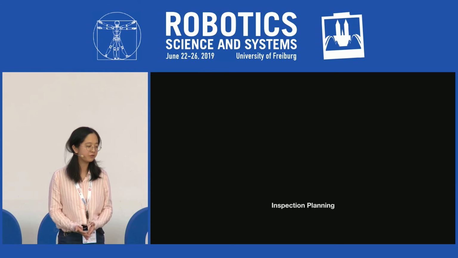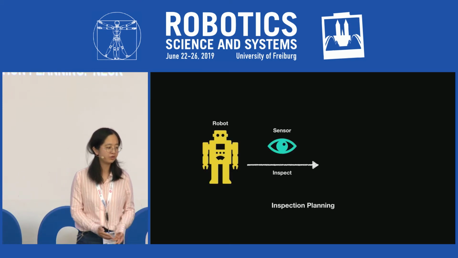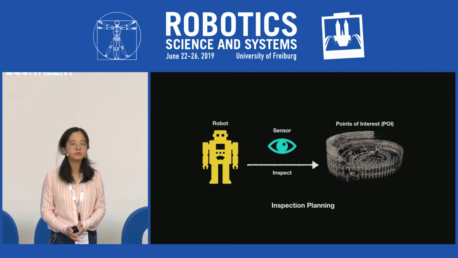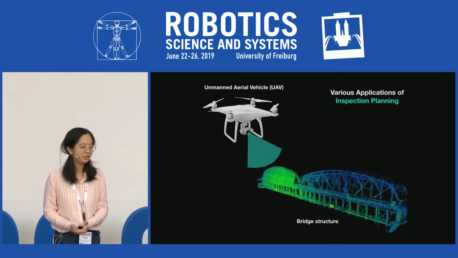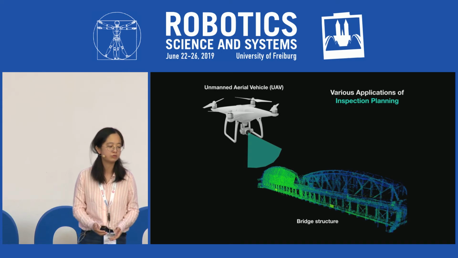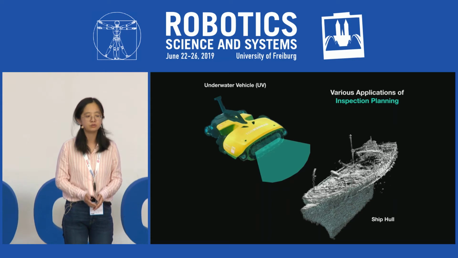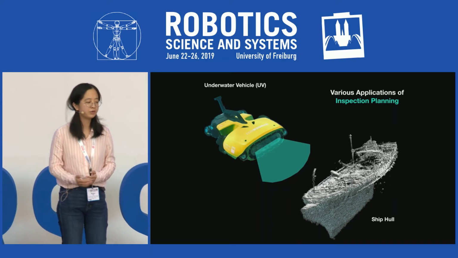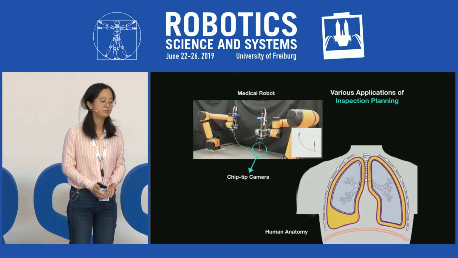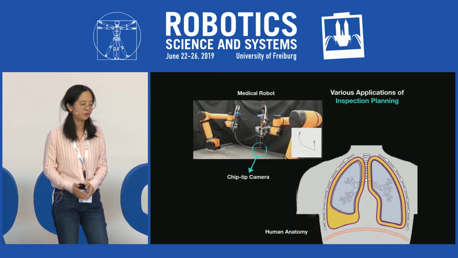So in the case of inspection planning, we have a robot equipped with a sensor, and we are to inspect a set of points of interest in the environment. Inspection planning has many applications, from using an unmanned aerial vehicle to do structural inspection of a bridge, to using an underwater vehicle to inspect a ship hull, all the way to using a medical robot to do endoscopic tasks to do inspection of human anatomy.